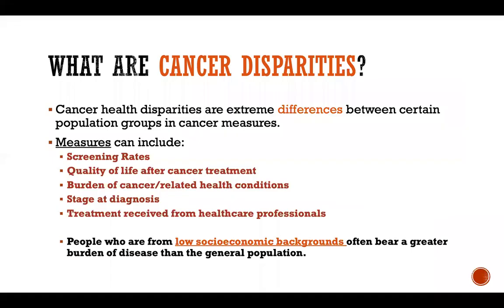So, what are cancer disparities? Cancer health disparities are extreme differences between certain population groups and cancer measures. These measures can include, but are not limited to, screening rates, quality of life after treatment, cancer treatment, burden of cancer-related health conditions, stage of diagnosis, and treatment received from healthcare professionals all across the world. People from low socioeconomic backgrounds often bear a greater burden of disease than the general population.